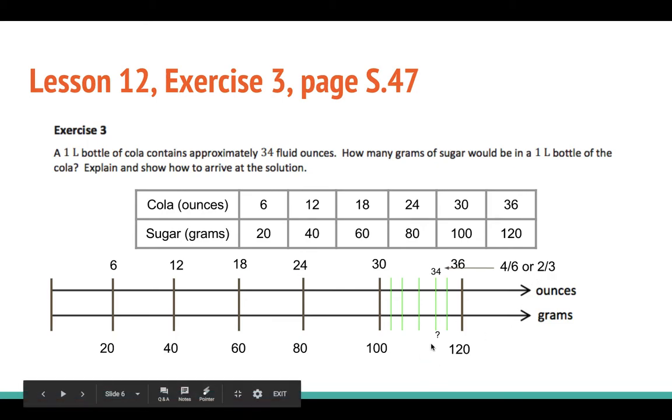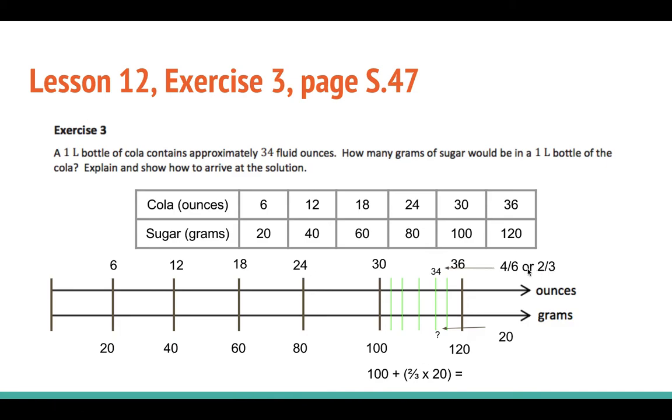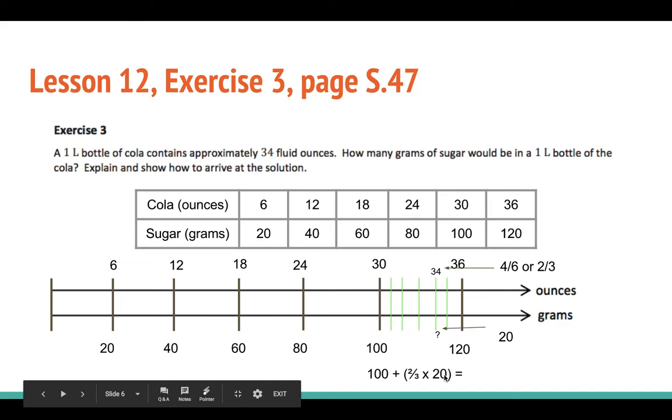The way to solve for this number down here is to know that this portion over here is an increment of 20, right? What we need to find next is what is 2/3 of this portion of 20, and then add this to the 100. So my equation here is 100 plus 2/3, because this 34 is 4/6, or 2/3, of the way of this gap, this increment of 20.